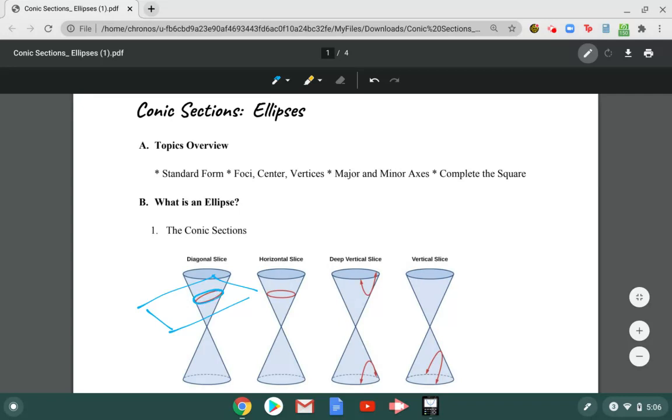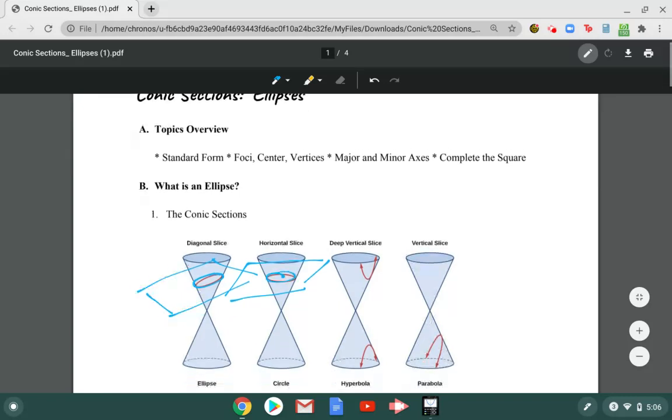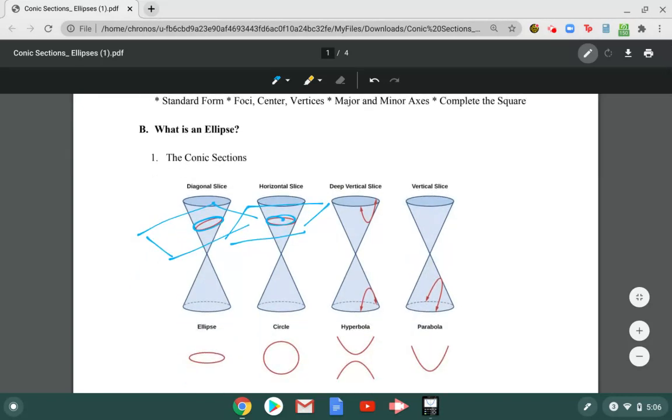If we go through this cone perpendicularly, so straight through, not diagonally, we end up with a circle. If we do a vertical slice straight through, we end up with a hyperbola, similar to a parabola, but it's got two branches to it. And then finally, if we come through it at a diagonal, we end up with our parabola. So just kind of a brief overview there.